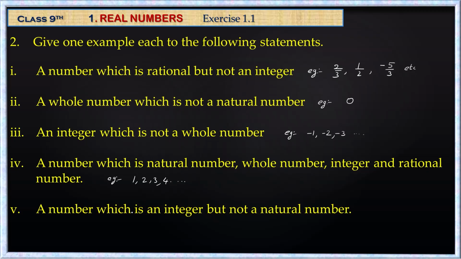Next one, a number which is an integer but not a natural number. Integer but not a natural number, that means we have to subtract natural numbers from the integers. What remains are the negative numbers and 0: 0, -1, -2, -3 etc. These are the integers but not natural numbers.